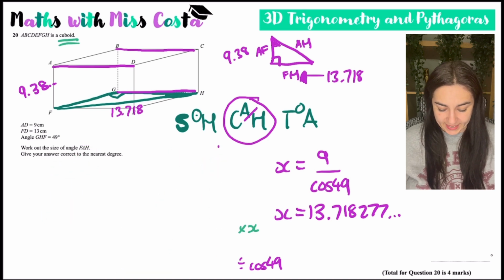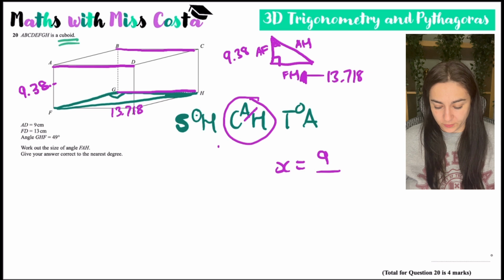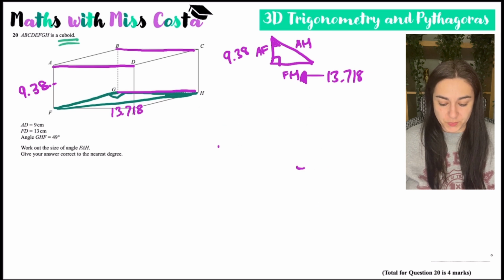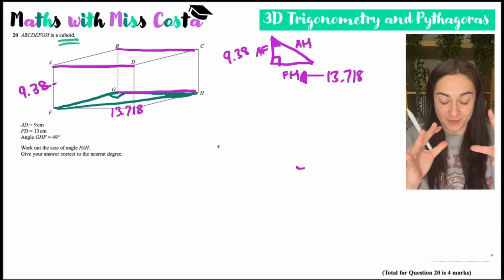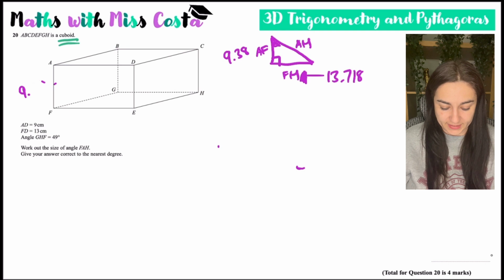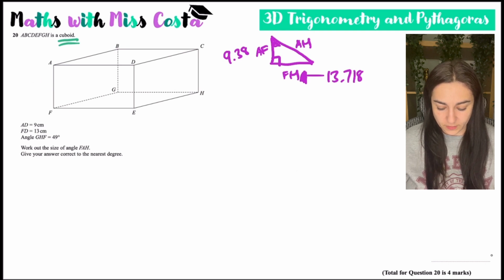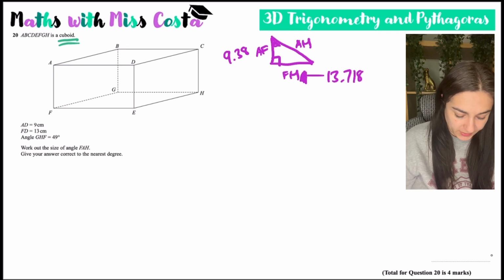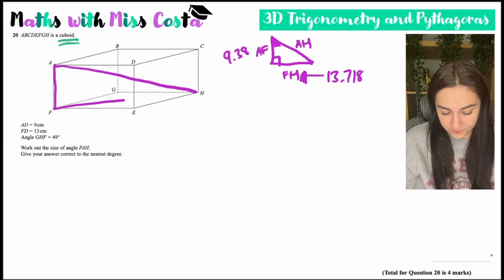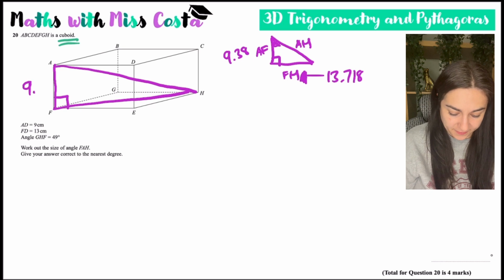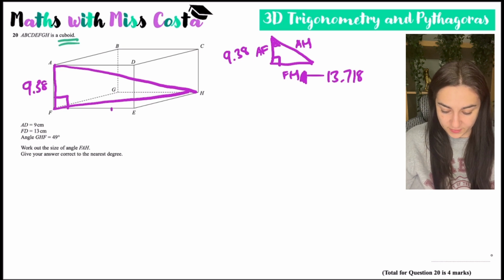So let's do it again for my final triangle. So you've used the two initial triangles that you've been given in the question, and then you think to yourself, okay, where's my final triangle? So I want FAH over here. So I've got a right angle here. I know that this length is 9.38. I know that this length is 13.718. And what am I trying to figure out? I'm trying to figure out this angle here.